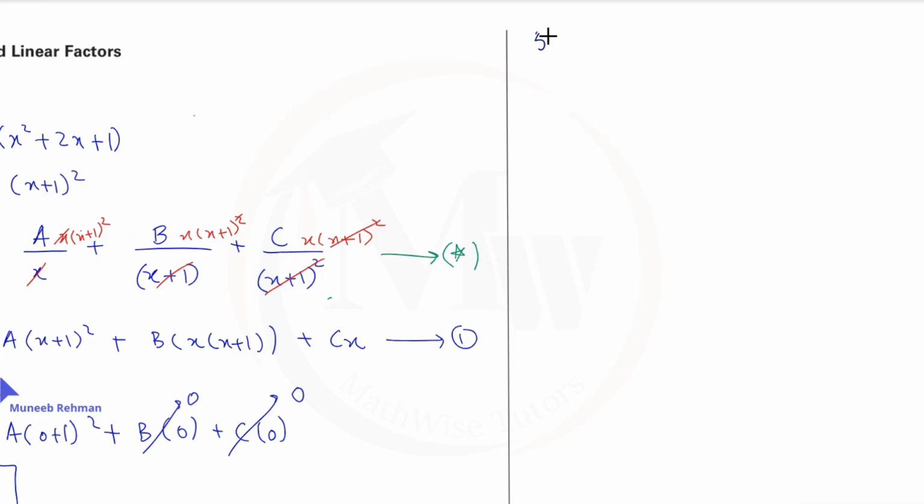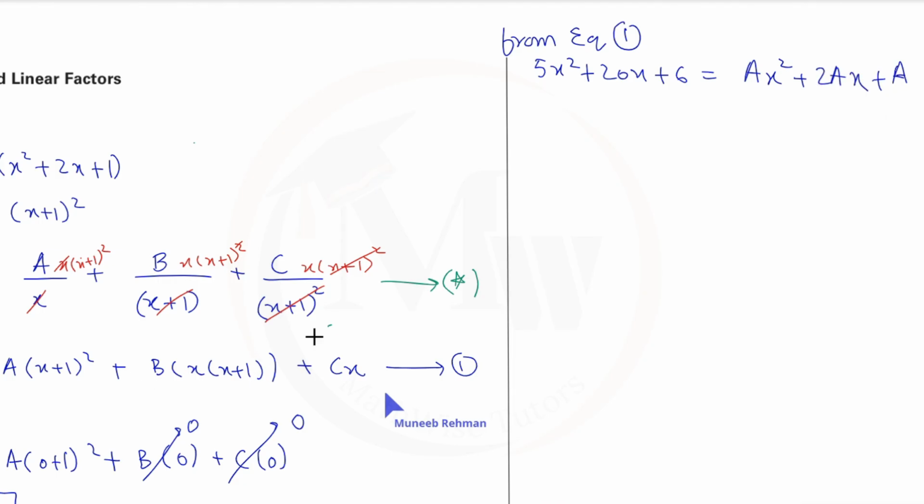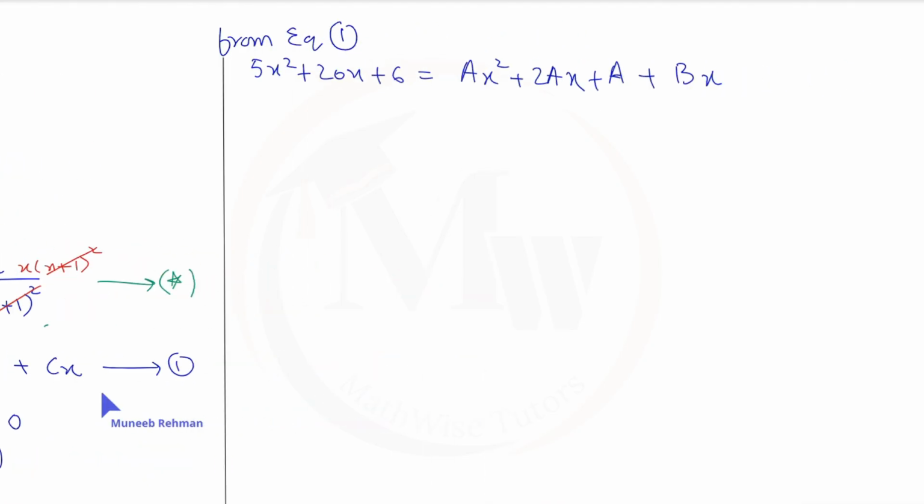Equation 1 becomes 5x square plus 20x plus 6, from equation 1. So 5x square plus 20x plus 6 equals a times, look at this, what is x plus 1 whole square? It becomes a(x plus 1) whole square. How can it be opened? It will be opened as x square plus 2x plus 1. So ax square plus 2ax plus a. Same, now multiply x inside with b. So it becomes bx. x times x will be x square and x times 1 will be x, so plus bx, and the last is cx.